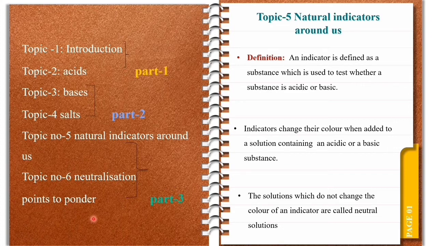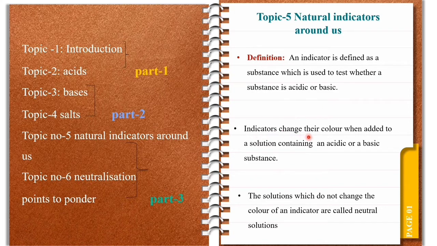So without any further delay, let's start our topic number 5, natural indicators around us. An indicator is defined as a substance which is used to test whether a substance is acidic or basic. How can we know that a solution or substance has acid or base in it? We can determine the substance's nature, whether it contains an acid or base, with the help of indicators. Clear?